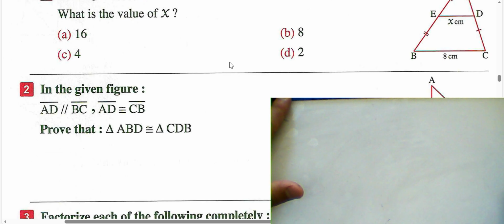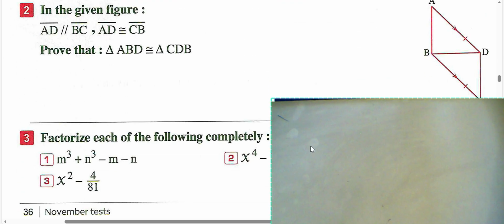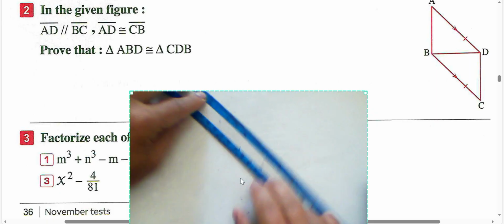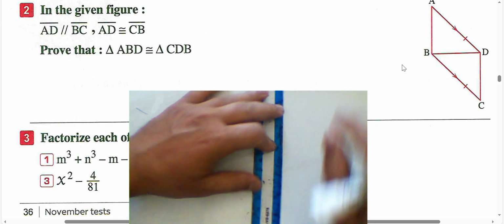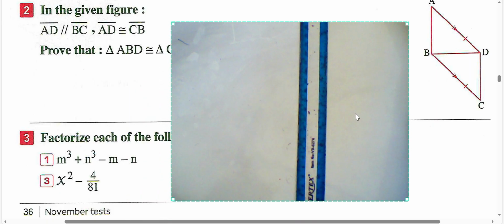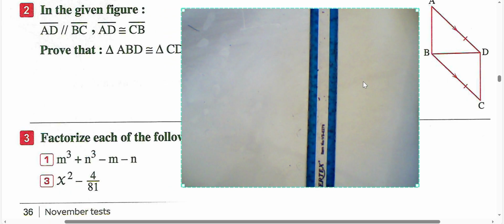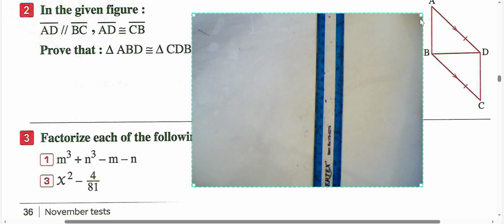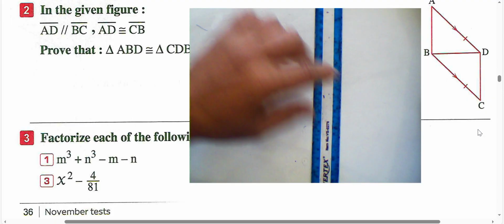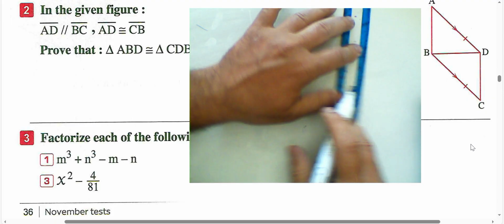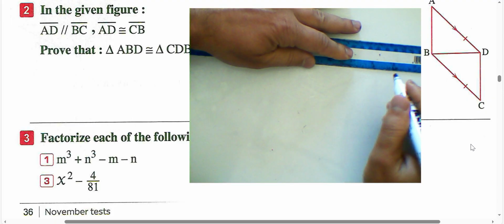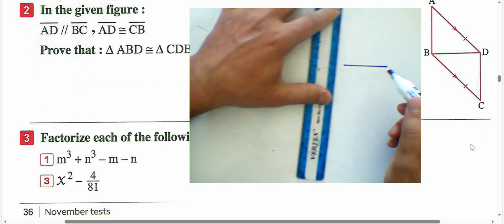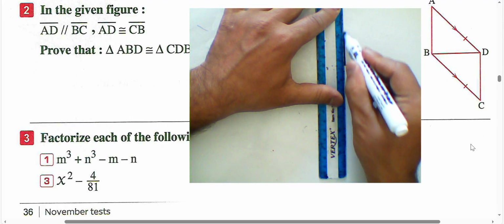Okay, next question, number 2. In this triangle, prove that the two triangles are congruent. Okay, we will draw here to understand. Listen to me, these are the steps to prove two triangles are congruent. First step, we will draw the triangle at the base here, and in the exam you must also draw the triangle to understand.